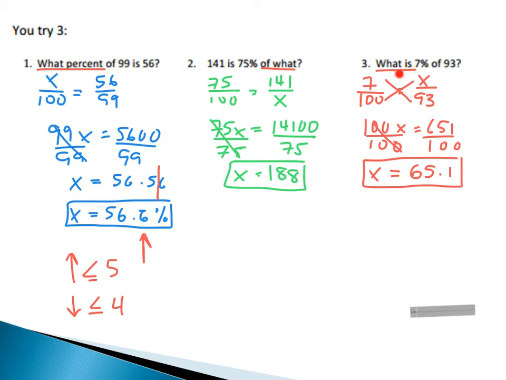Last one, what is? So what is, I put the X there because that's the is. 7% of 93, so 7 out of 100. X over 93, cross product again, division, I get 65.1. So 65.1 of 93 is equivalent to 7%. Hopefully you got these right. If you didn't, just give them maybe a check over what you did wrong. Hopefully you found your mistake.